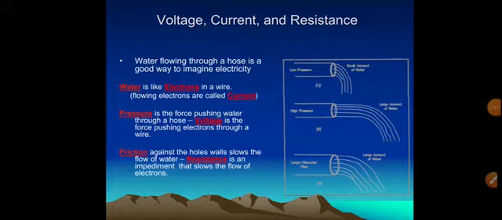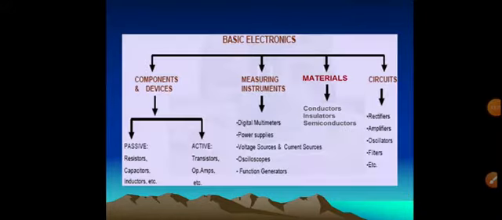Okay, what is current? Flow of electrons. What is voltage? Potential difference between two levels. What is resistance? Opposition to the flow of current. Okay, you should understand the basic difference between voltage, current, and resistance.